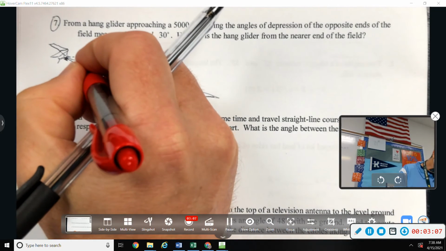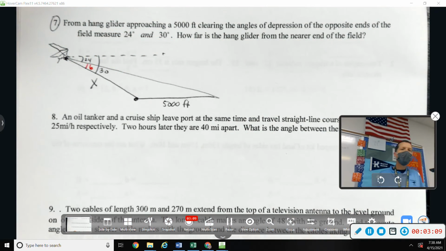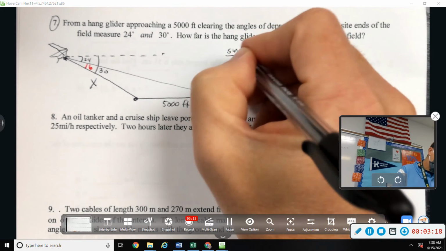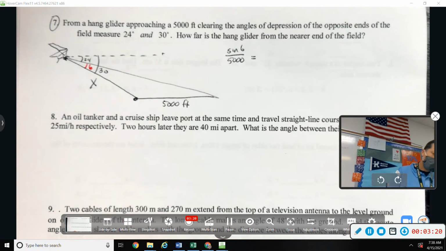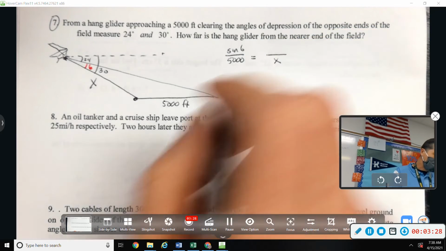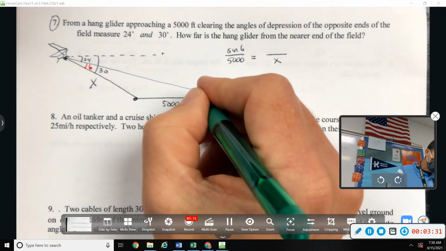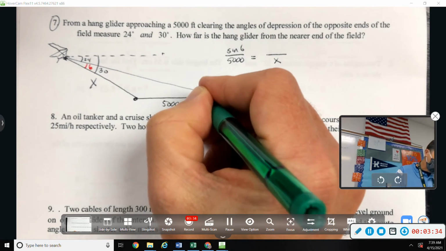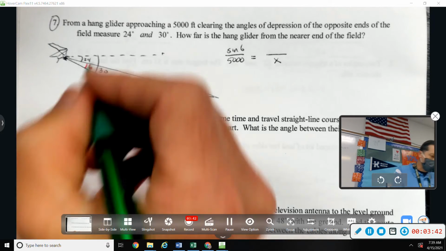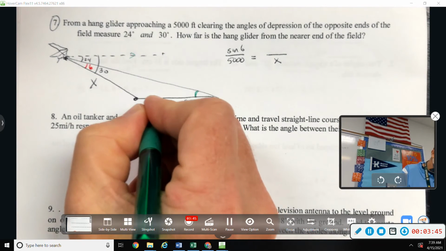Let's see. So we know this inside angle is 6. And I'm already thinking law of sines, because 6 and 5,000 are across from each other. But I would need this angle to be across from x to finish writing the law of sines. So I need this guy. Anybody feeling some geometry this morning? Got two parallel lines with the transversal.